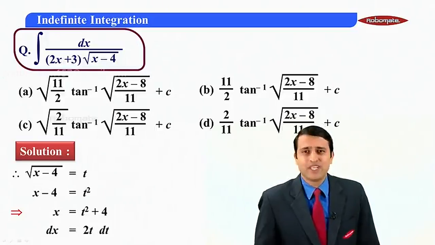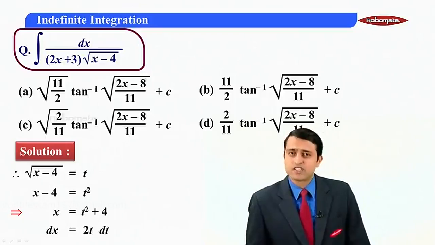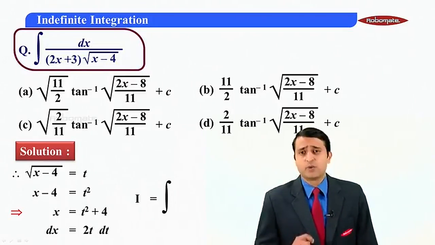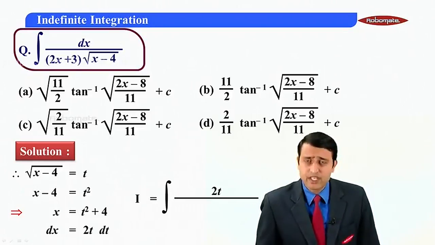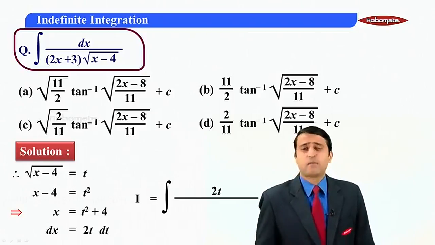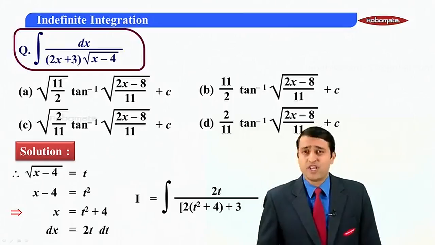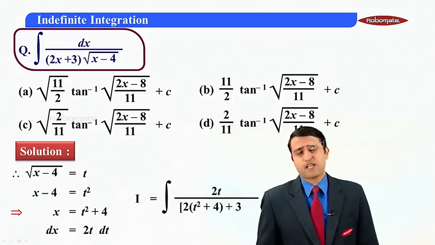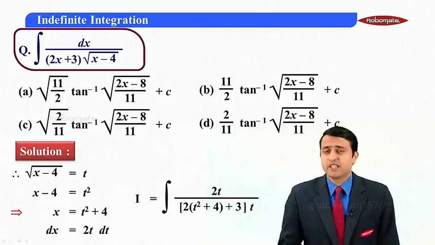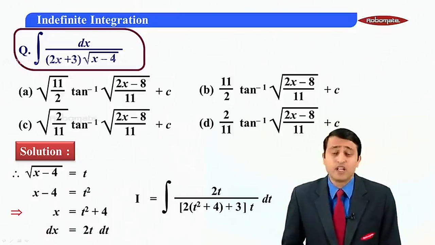Now can I differentiate? dx is 2t dt. Now my dear students, let us give effect to these changes in the integral. The numerator will become 2t dt. The denominator will be 2x plus 3. Now 2 will be as it is. In place of x, we will write t square plus 4. The plus 3 has to follow. Now root of x minus 4 is nothing but t, so let us put a t here. You can see the t in the denominator, which is outside the bracket, and the t in the numerator will cancel.